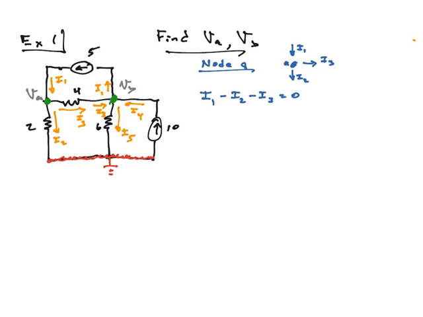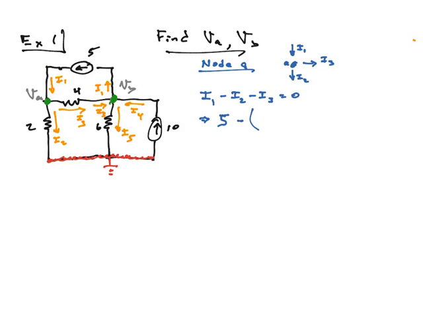And now what I want to do is rewrite these I's. Either I know the number, because it's a current source, or if I don't know what the current is, then I rewrite it as V over R. So let's see. I1, do I know what I1 is? Yes, I1 is the 5 amp source, so I1 is 5. Minus. Now I'm at I2.